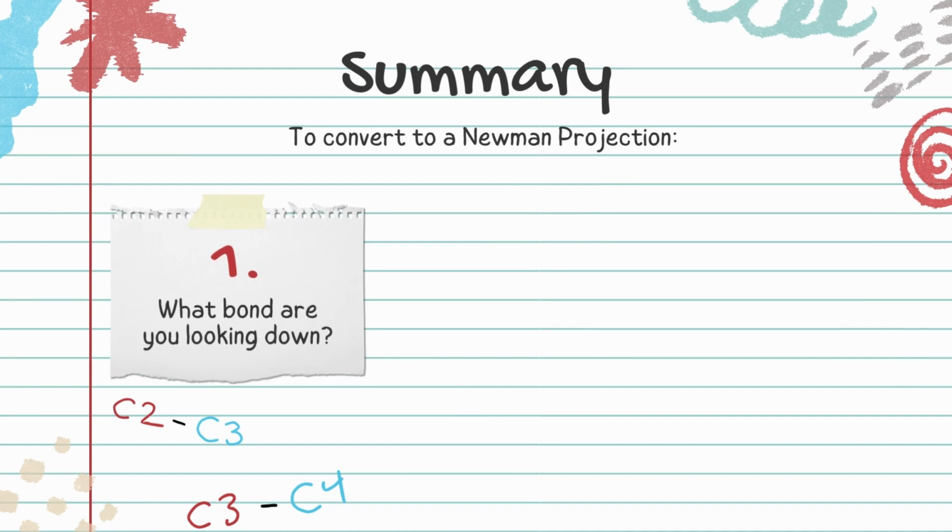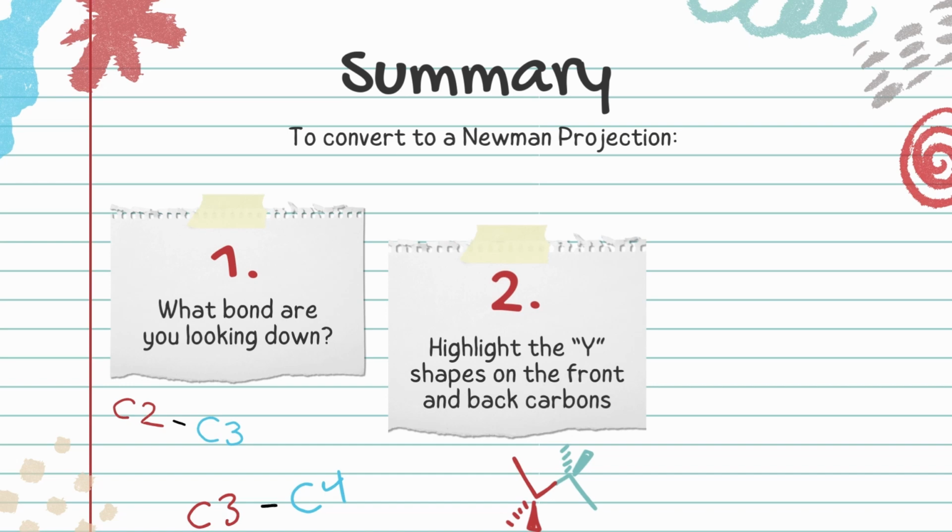So before we practice, let's recap those 3 steps I kept mentioning about how to convert to a Newman projection. So step 1, find what bond you are looking at. I did C2 to C3 for these examples, but it really can be any 2 adjacent carbons like C1, C2, or C3, C4, for example. All right, step 2, highlight those Y shapes on the front and back carbon. Fill in any missing implied hydrogens and things first to really see that shape.